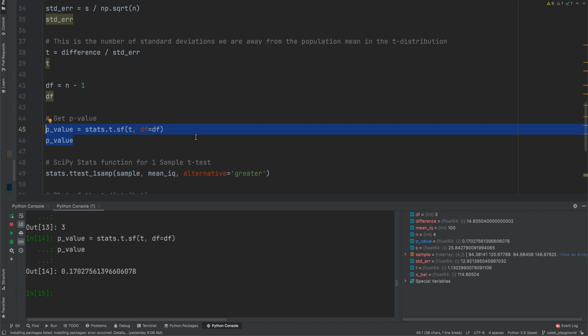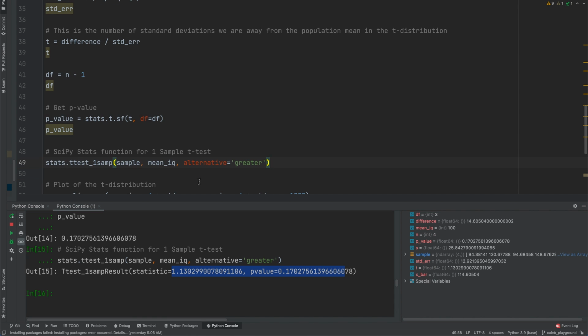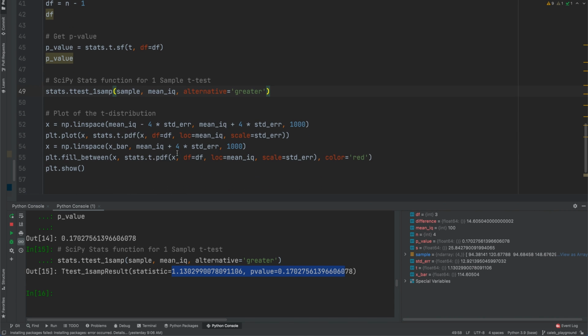So with that being said, if we were using 0.05 as our alpha value, we would not reject the null hypothesis in this case, because that p-value is not small enough. And there's a whole other way of doing this, but we can also use this SciPy stats function, and it literally does everything for us without having to do the math, but I thought I'd walk through the math because I think that's really helpful.